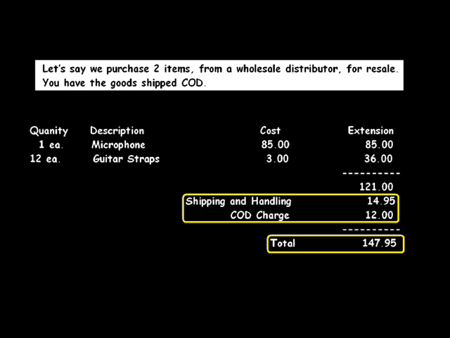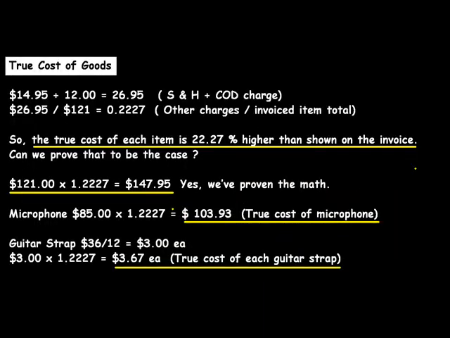It would be easy to look at the invoice and think of the cost of goods as $121, but you also paid $26.95 in shipping and handling and COD charges. You may want to determine the true or landed cost of the goods. To do so, add all of the additional costs and divide that figure by the total invoiced price of the goods.